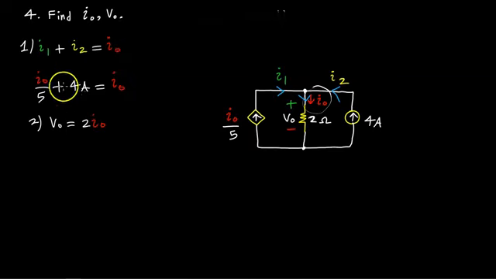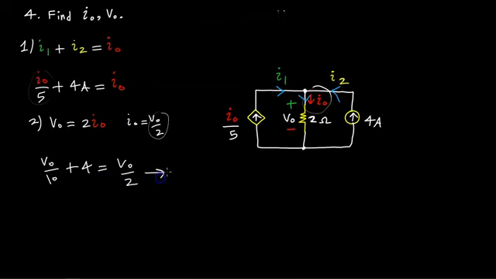Now let's see what we have here. We have one equation with one unknown, and another equation that relates another unknown. So let's see, does that satisfy what we need to do? Let's go ahead and substitute equation 2 into equation 1, by way of saying I0 is equal to V0 over 2. Here you see I0 over 5, so I'm going to put in V0 over 2 there. So I'm going to have V0 over 10, because 2 times 5 is 10, plus 4 amps is equal to I0, which is V0 over 2. Then I'm going to solve this to get V0, and then plug that in to get I0.